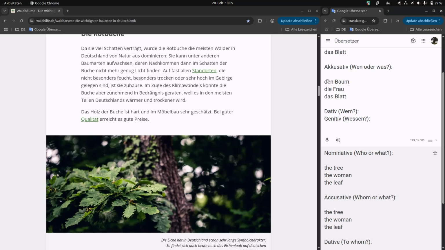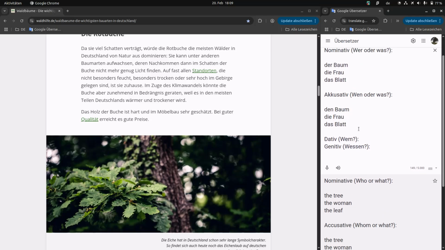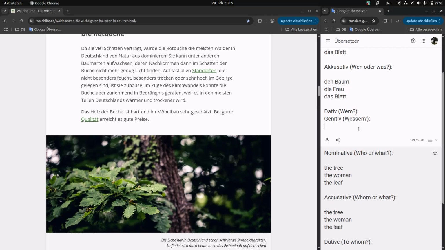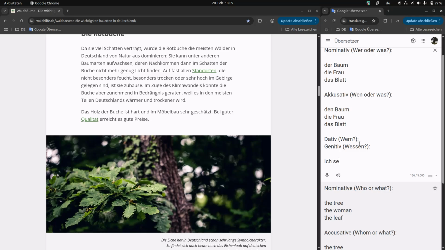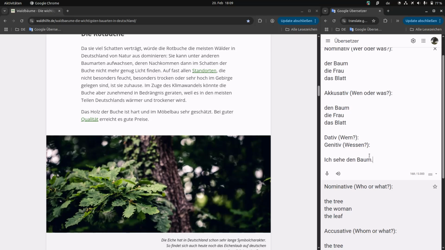So a, which we had earlier, a Mittel, you could say, a tool, or what's it called? The thing you're doing something with. So, wen oder was? Den Baum. Ich sehe den Baum. Ich gebe den Baum meiner Freundin, whatever. Ich sehe den Baum. I see the tree.